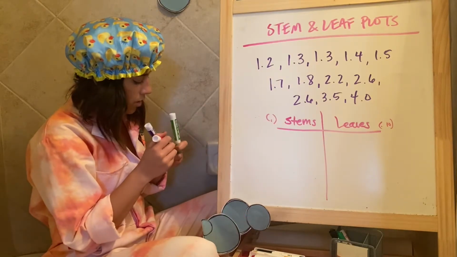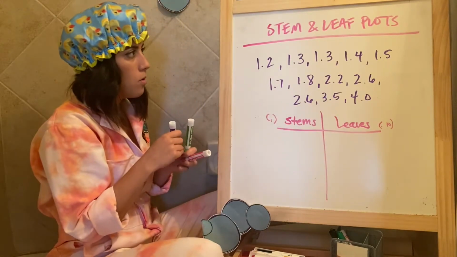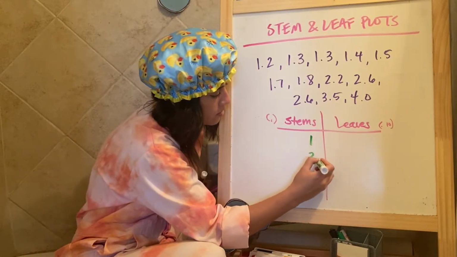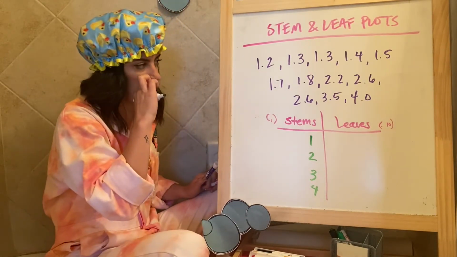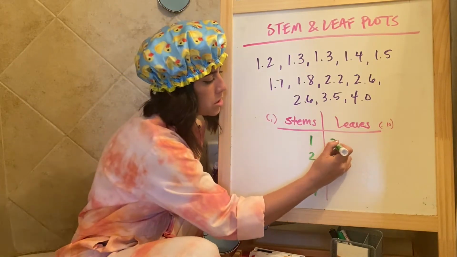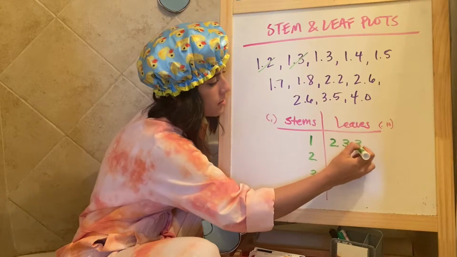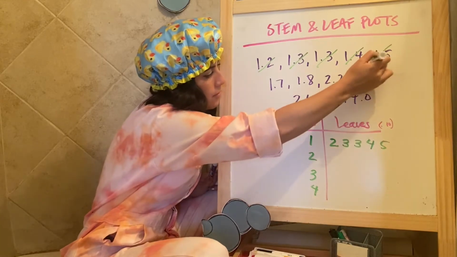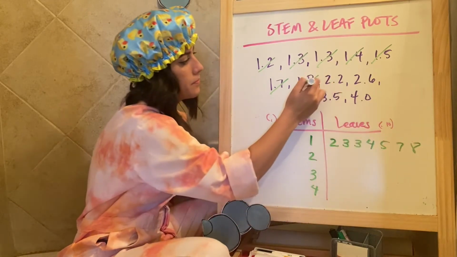So taking them one at a time, looking through, I see 1, 2, 3, 4s. So my stems are going to be just that. Let me grab a different color. It'll be 1, 2, 3, 4. Those don't need to repeat themselves. Stems always stay as just like a 1 or 2-digit number, right? So stem stays. Then going through to make my leaves. So 1.2, 1.3, 1.3, 1.4, 1.5, and 1.7. Oh, and one more, 1.8.